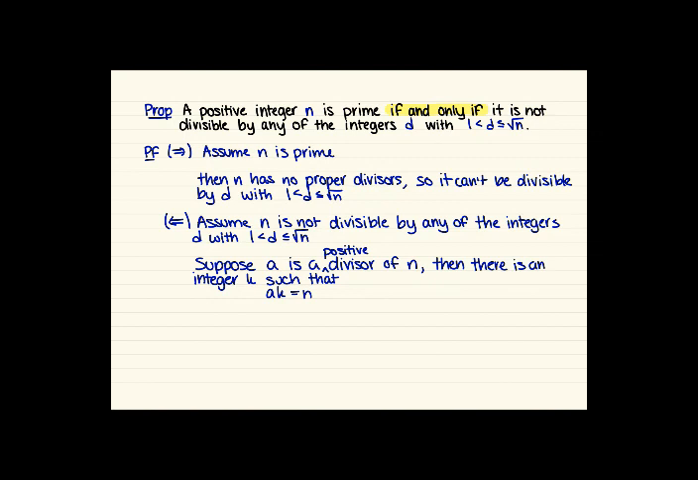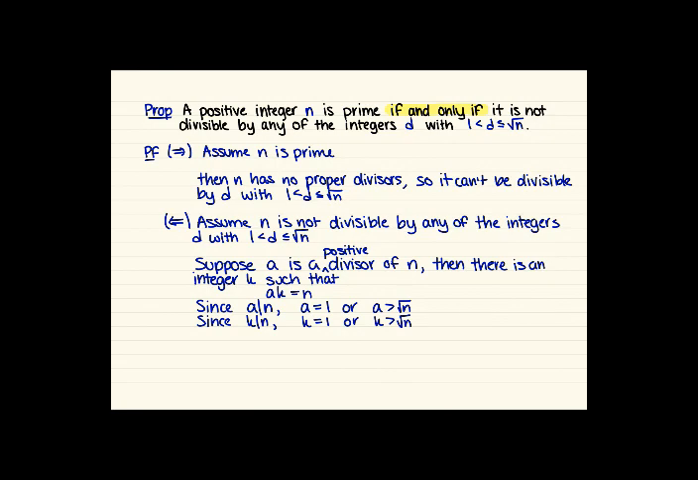And now we're assuming that n is not divisible by any of the integers d with 1 less than d less than or equal to root n. So since a divides n, that means that a is going to have to be equal to 1 or a is bigger than root n. And the same thing is true for k. So since k divides n, k has to be 1 or k is bigger than root n. So let's look at these cases here.